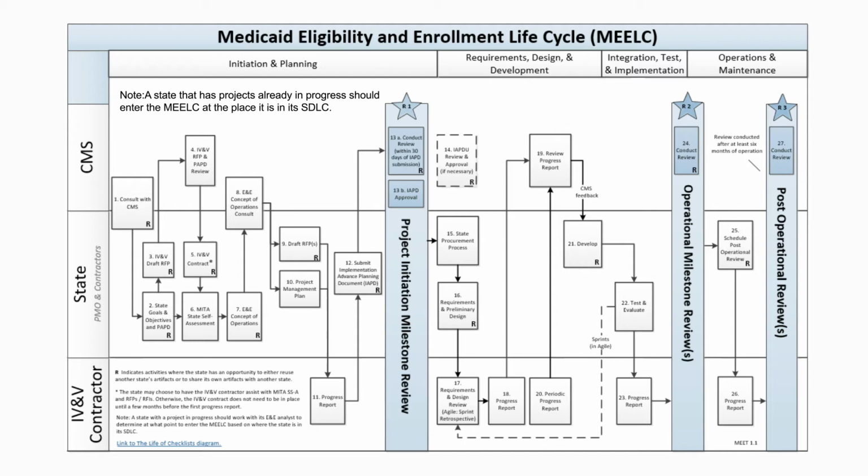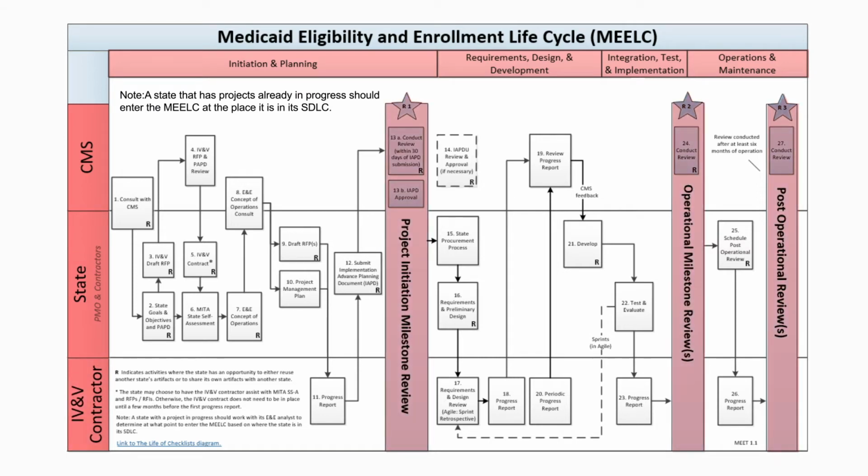Now let's look at the E&E lifecycle diagram since it gives a big picture view of the process. This is Appendix A of the toolkit. Across the top are the 4 review phases, and along the left are the 3 major roles: CMS, the state and its developers, and the IV&V contractor. The 3 types of milestone reviews are shown as large vertical rectangles.